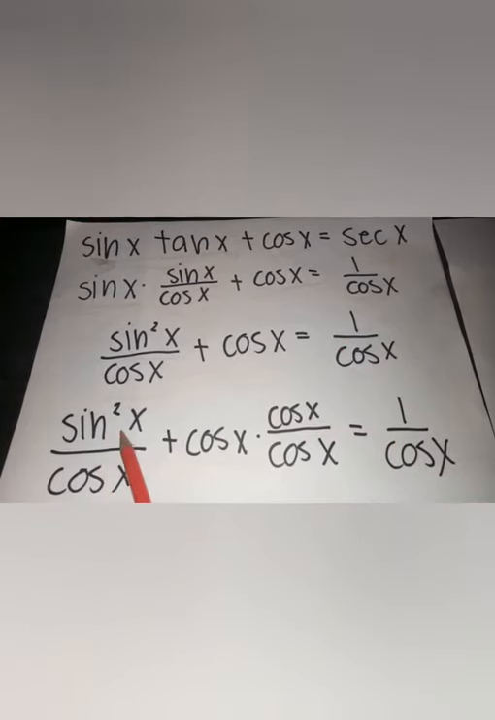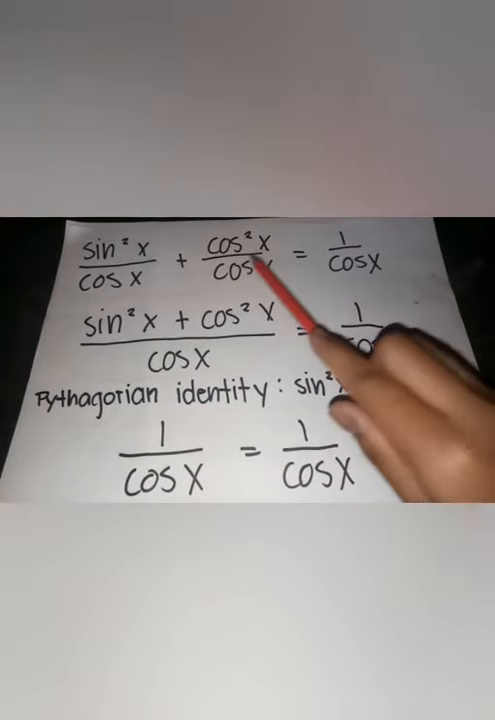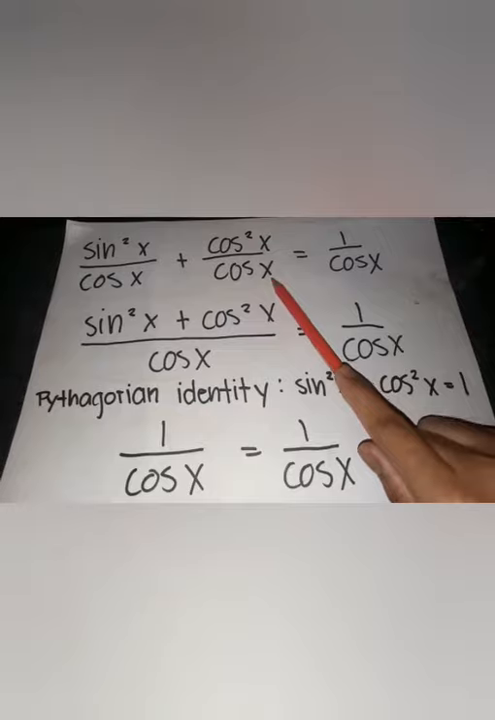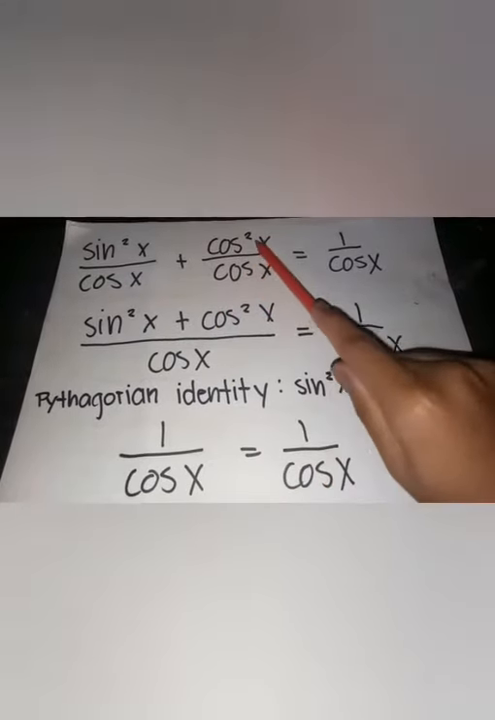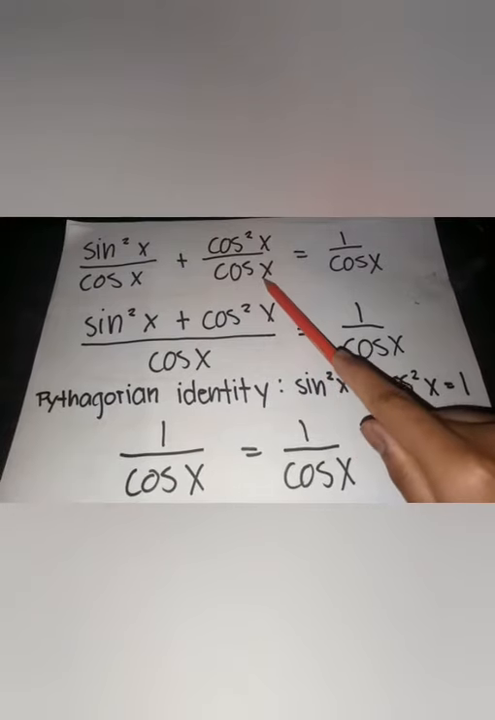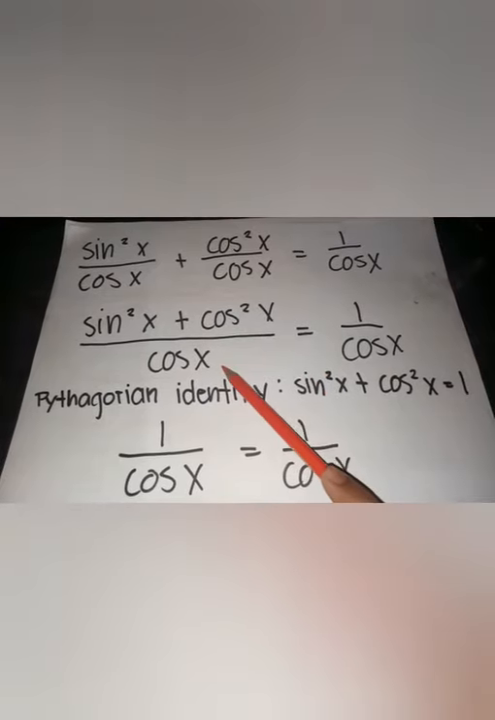After that, sine squared x over cosine x plus cosine x multiplied by cosine x over cosine x, for them to have a common denominator. After you multiply this, it will become cosine squared x over cosine x. And after that, you will combine sine squared x over cosine x plus cosine squared x over cosine x, and it will become sine squared x plus cosine squared x over cosine x.